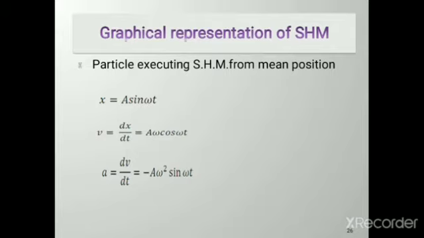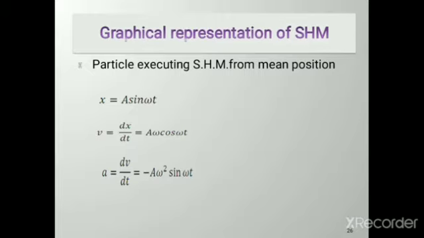This is a question for 3 marks. This is an important question. Graphical representation of SHM. Particle executing SHM from mean position. This is the first condition. And the second condition, when the particle executes SHM from its extreme position.